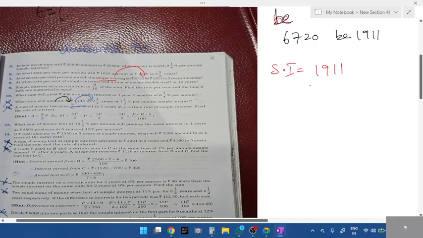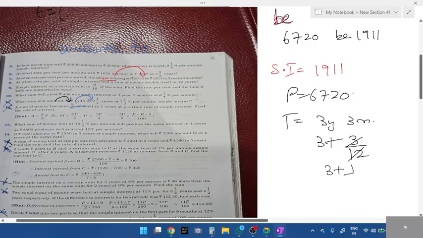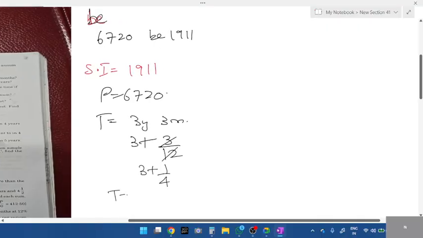Okay. Simple interest is this. Principal is 6,720. In how many years? What's the time period given, students? Time period is 3 years, 3 months. How do you convert this? 3 years, 3 months, 3 plus months. How do you convert? So what? 3 plus 1 by 4. Take LCM for 3 plus 1 by 4. What is time? If not, you can just write this together. If you write it together, you will get 3 1 by 4. Okay, if not, 3 4s are 12, 13 by 4. What's the answer, students? You get 13 by 4 years. Right? 13 by 4 years.